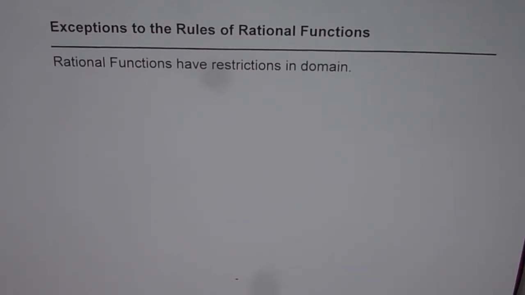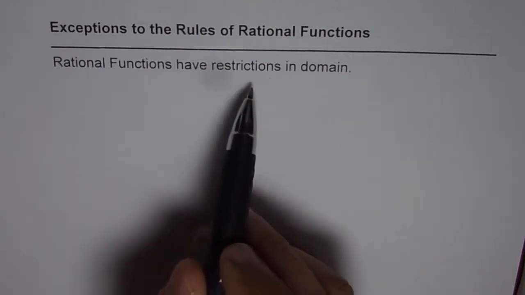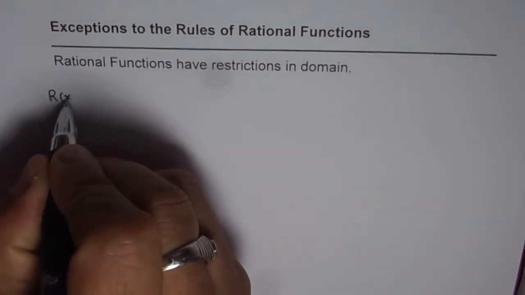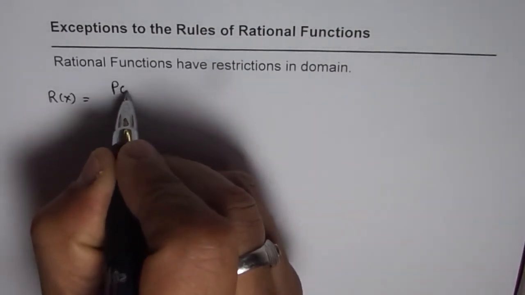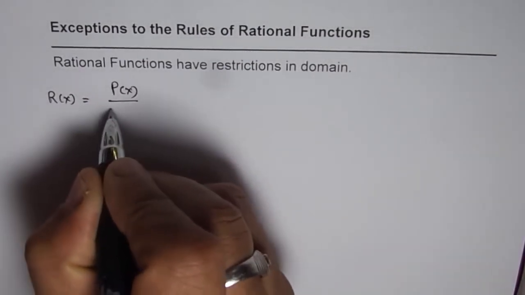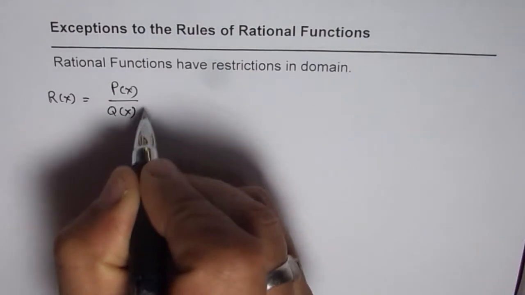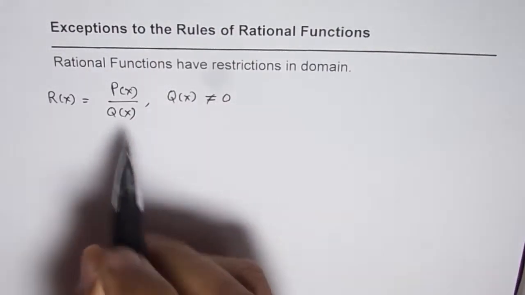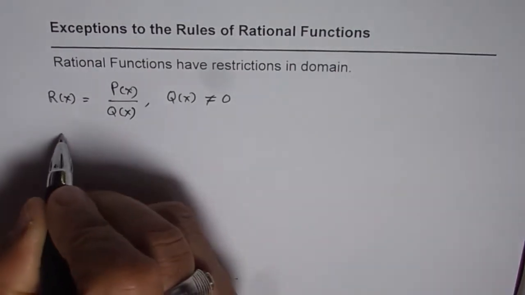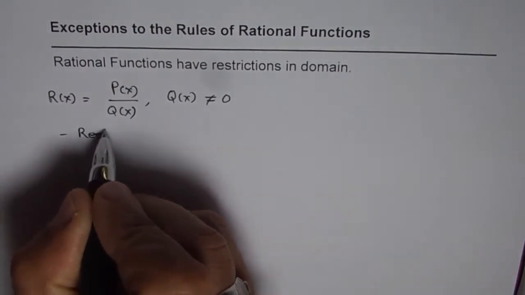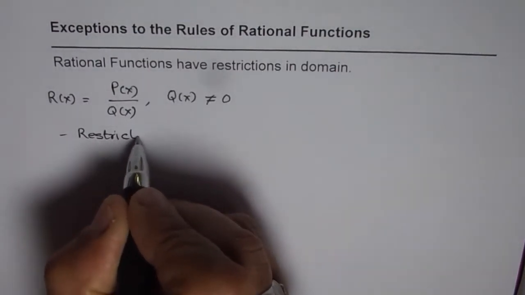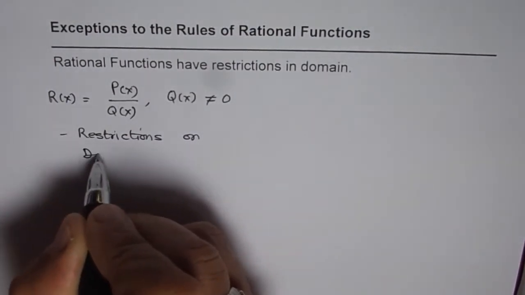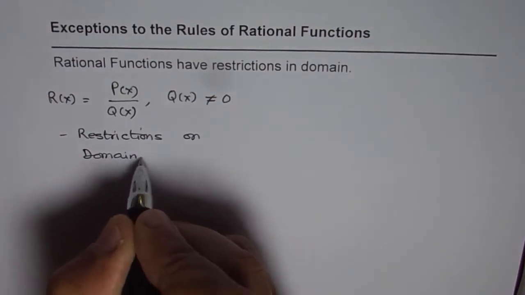The first one here is: rational functions have restrictions in domain. Generally, we say a rational function r of x is a ratio of polynomials, let us say p of x over q of x, where q of x is not equal to 0. And that leads to restrictions. So these restrictions are restrictions on domain, correct?